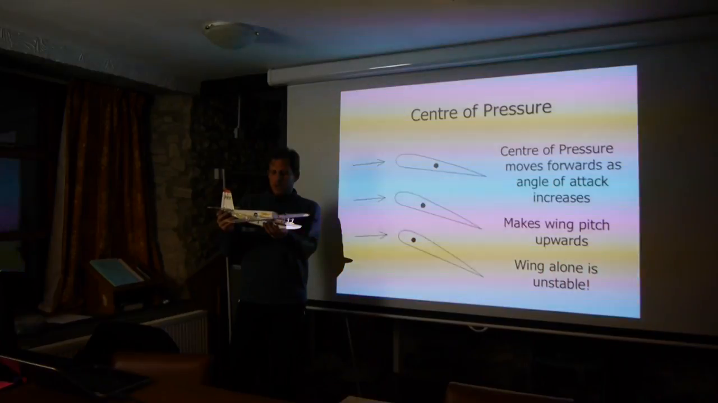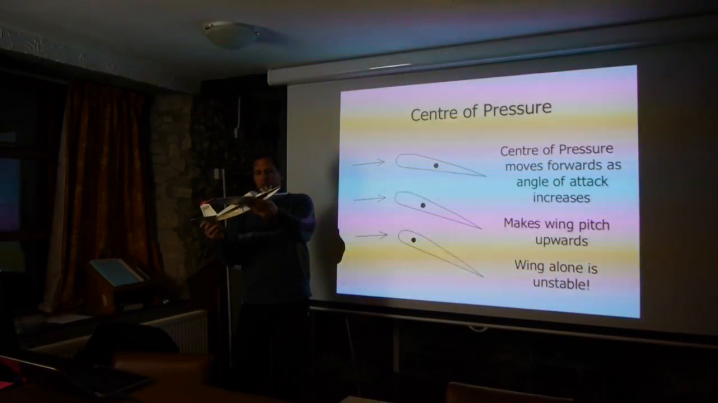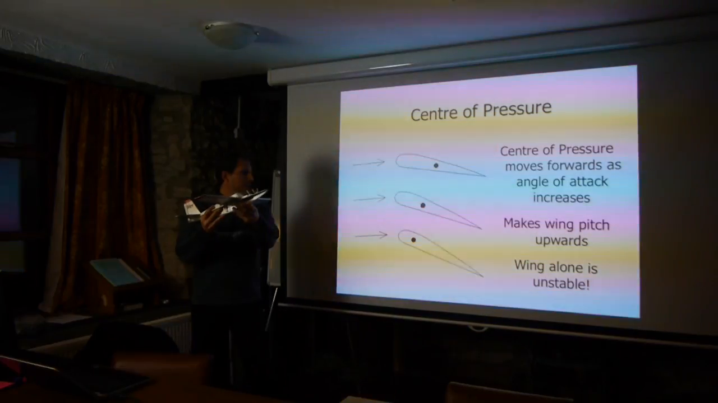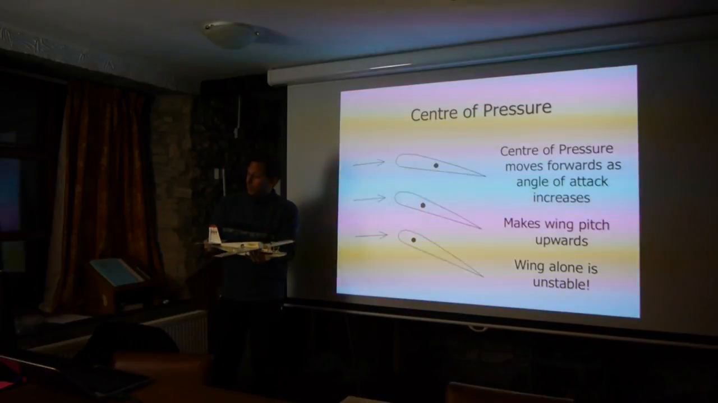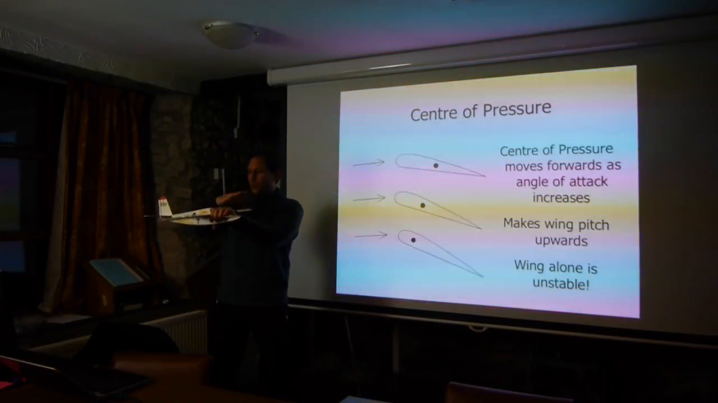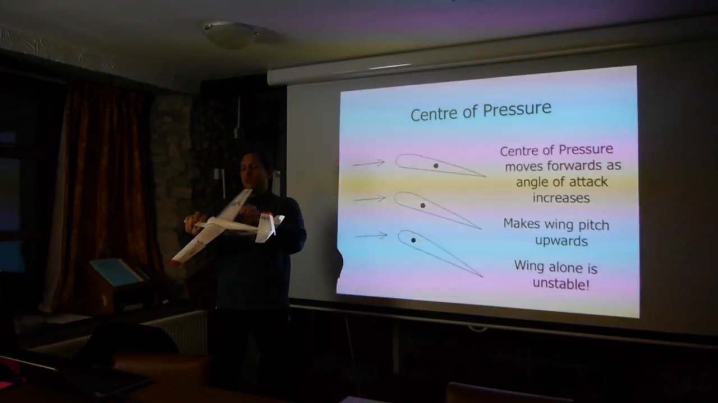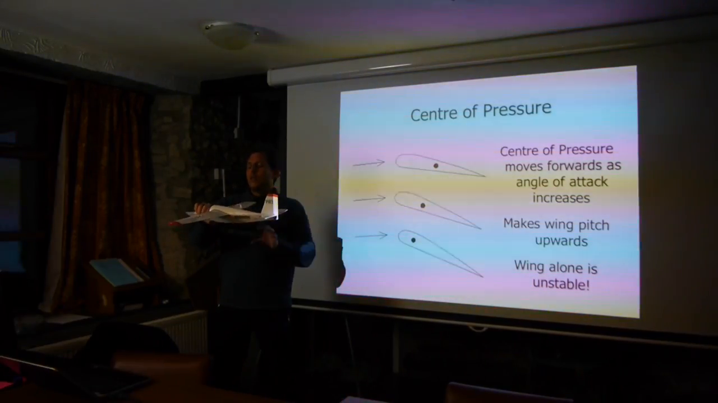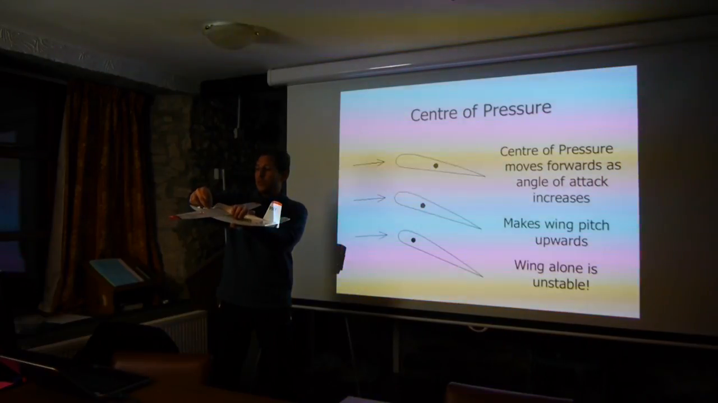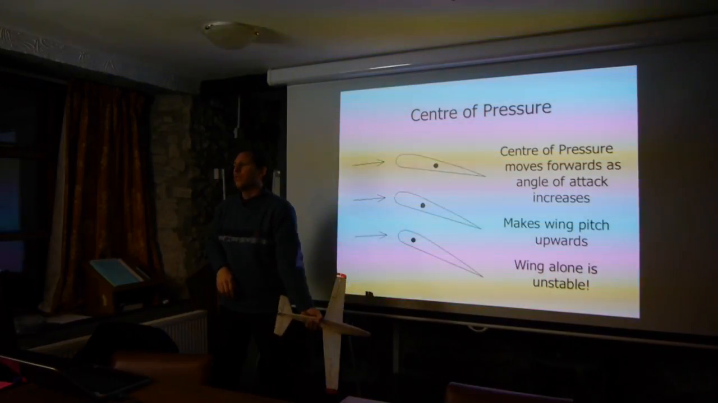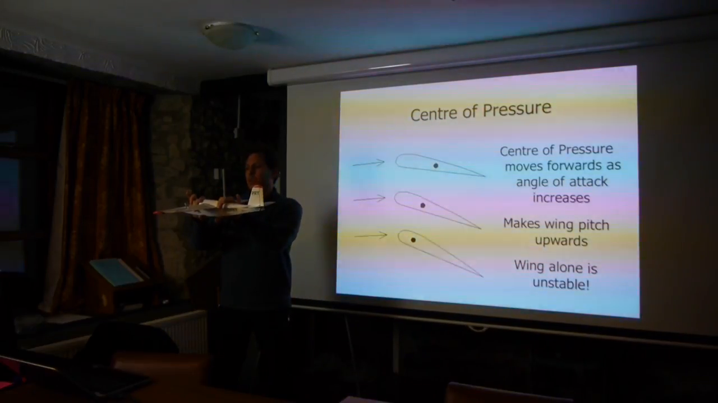So that if the aircraft starts going backwards, you can make it so that it's the other way around. It's been a while since I've done that one. If the wing is on its own, with no aircraft attached to it, and it's flying through the air, and there's a tiny change of angle of attack, say an increase, then the center of pressure is going to go forwards, and because it goes forwards, that's going to pull the wing even more, and then it'll just stall and fall out of the sky. So the wing on its own is unstable.